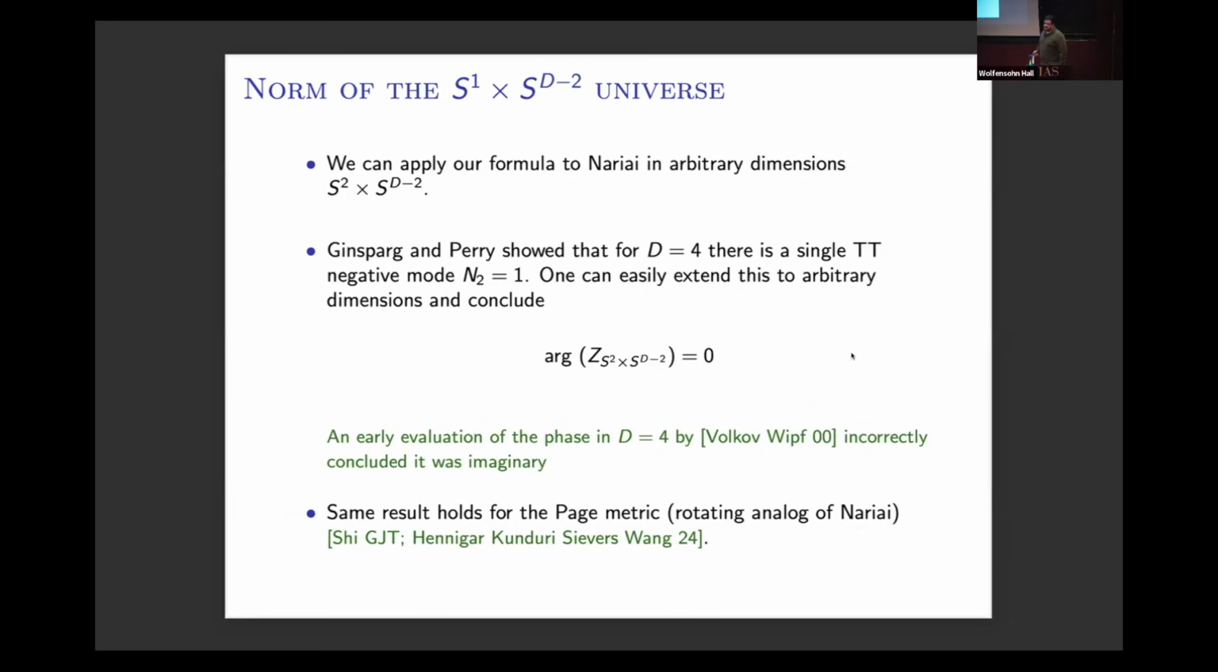And from the point of view of the path integral on this geometry computing the norm of the Hartle-Hawking wave function, this is a very reasonable result. Let me mention, just to mention it, this also holds for a metric called the Page metric, which is a rotating analog of the Nariai solution. For some reason, some people decided to study the spectrum of delta 2 numerically last year, so then it was easy to just look at it, and they found one negative TT mode, so their partition function is also real and positive.